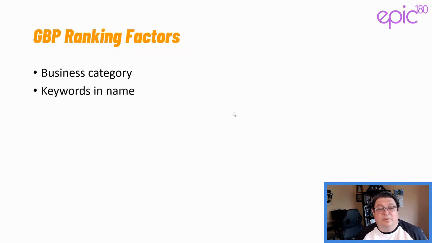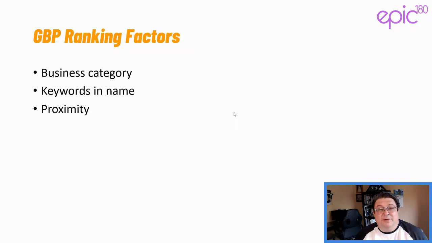Another factor that's really important is the keywords in the name. Now, this is really hard because sometimes your company, like mine, is Epic 180. The name of the company isn't Epic 180 Digital Marketing, so I have no influence on that. But there are some, like West Bay Roofing Company, for example. That's the name of the company, and that's going to help a lot for them to show up in the map pack if someone's searching for a roofing company in West Bay.